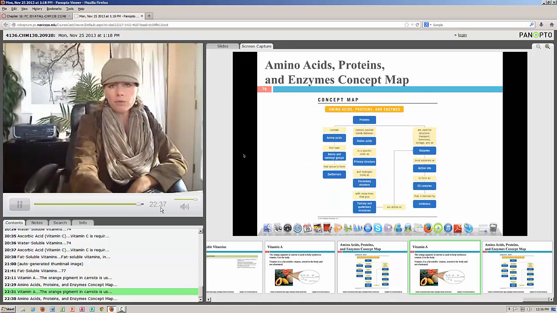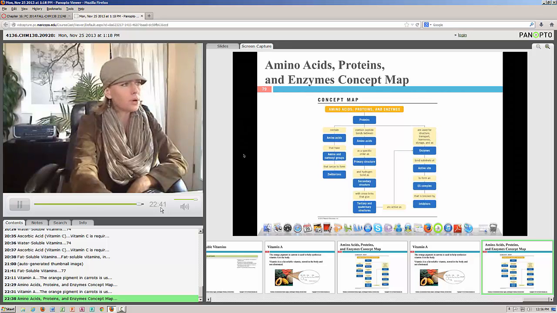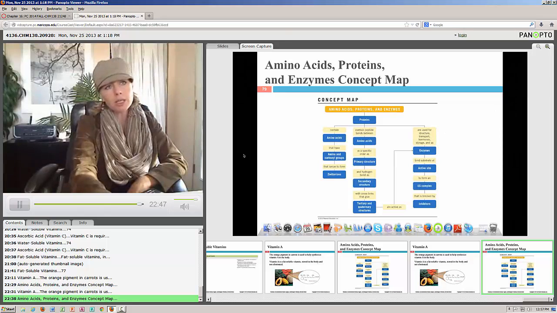I unfortunately have a sort of an emergency to go to, so check out the concept map on amino acids, proteins, and enzymes, and make sure that you understand everything. If you don't, go ahead and send me an email that you need some more description about whatever it is that you need information about, and I will get back to you on that.